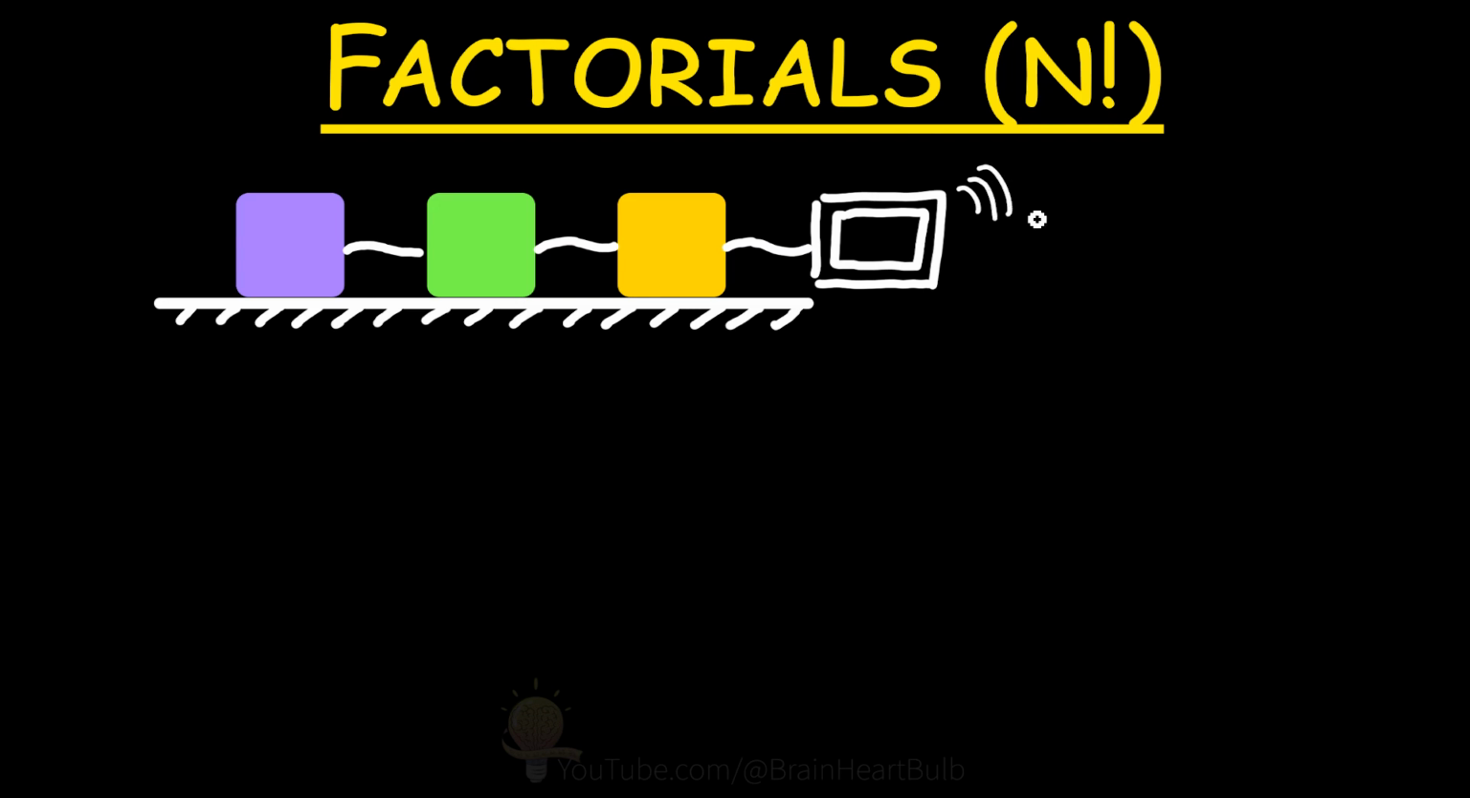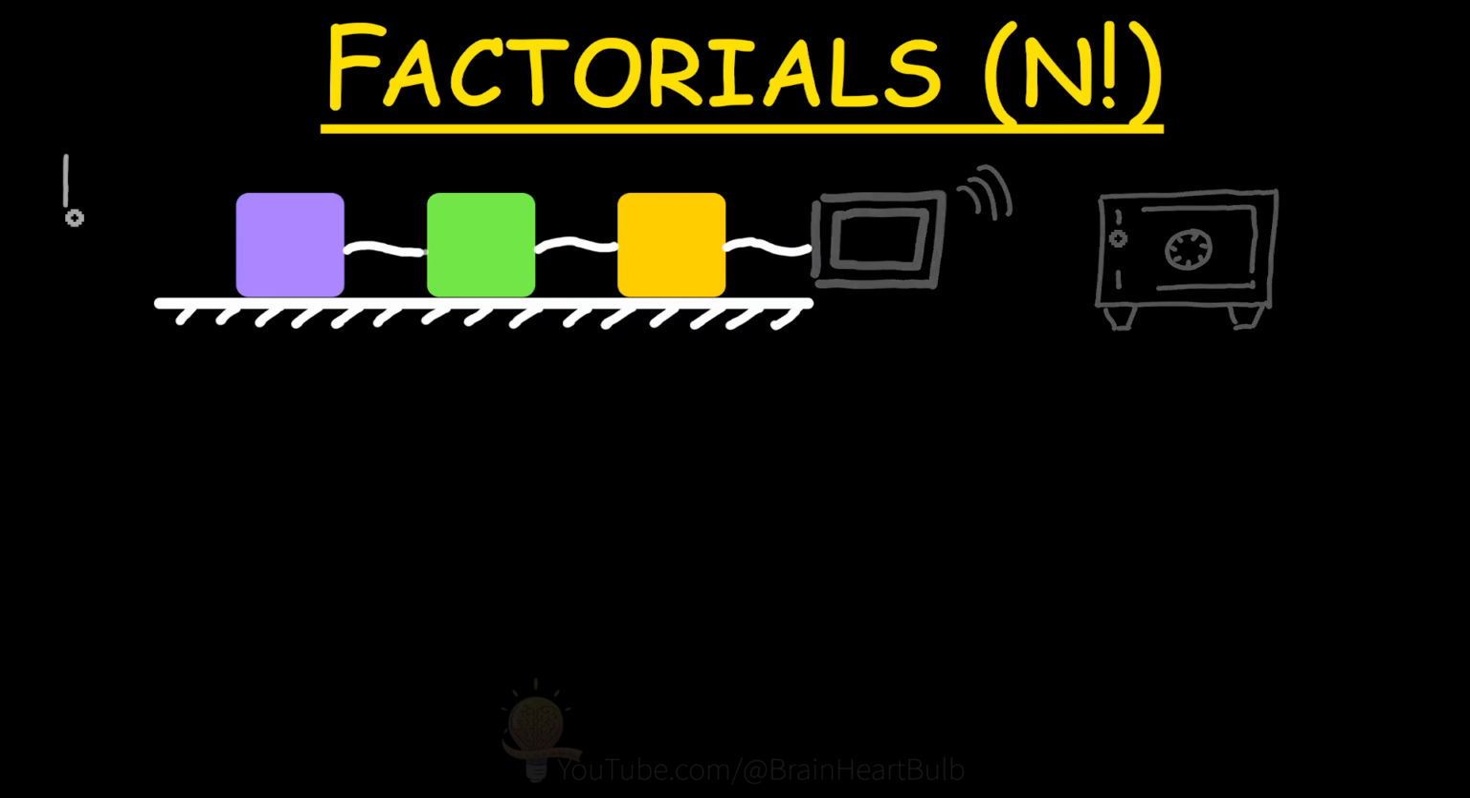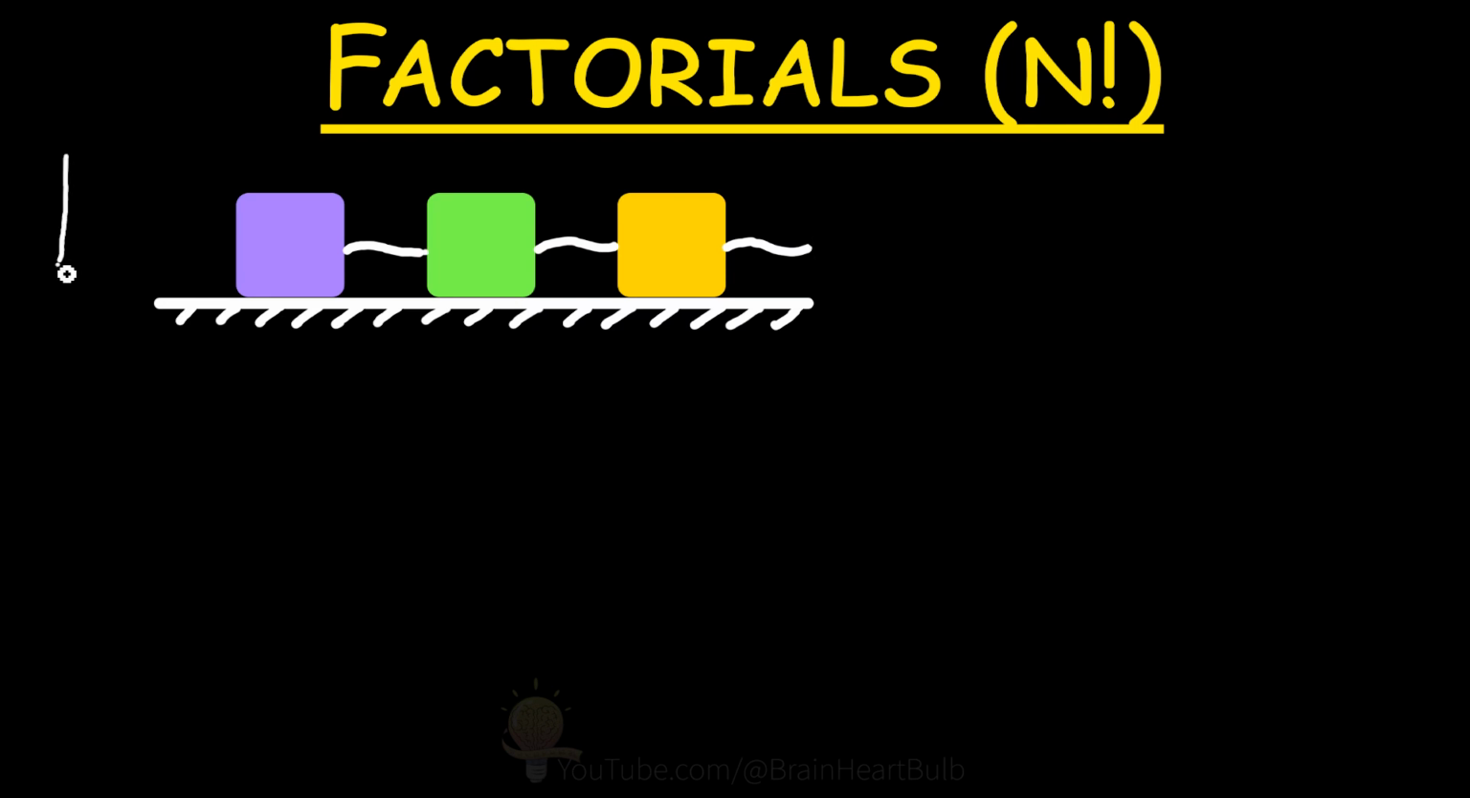It will send a signal to a safe and unlock it. But you might be able to see a slight problem here. Let's say this piece of paper holds our clue. And solving this clue will tell us which order we need to connect these boxes. But hopefully you can see a problem here.